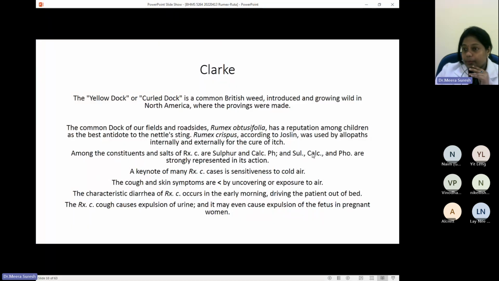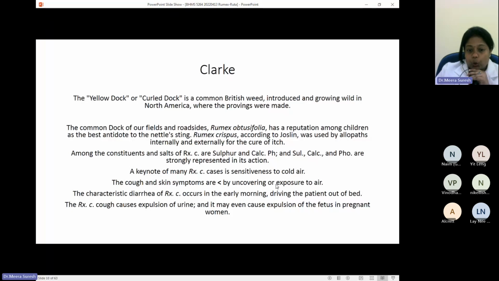Calcarea, actually, I forgot to mention, both calcarea carb and calcarea phos. More often, calcarea phos is also a constitutional medicine indicated in tubercular conditions, especially in growing age children in the adolescent age. If they are developing these tuberculosis symptoms, calcarea phos is very much indicated. Even calcarea carb also.